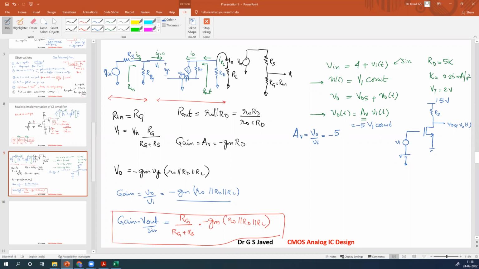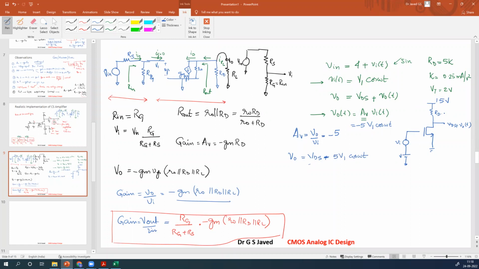Now, this is the small signal voltage. What is the actual signal voltage? Actual signal voltage V0 is VDS plus, in this case it becomes minus 5 V1 cos omega t. So that is the actual output voltage. So you will see a DC plus some sine voltage there. Now what is VDS value?